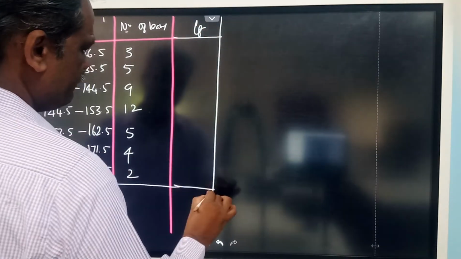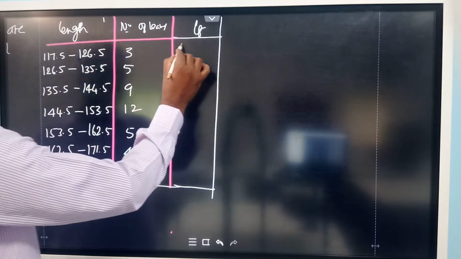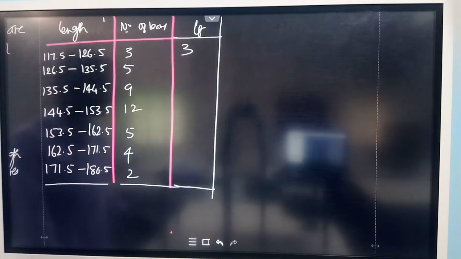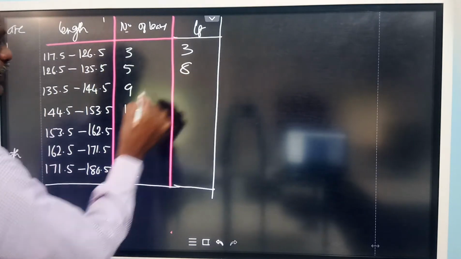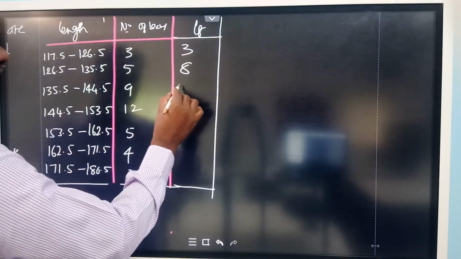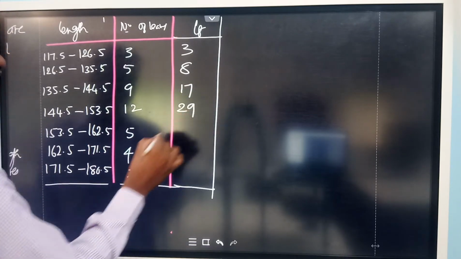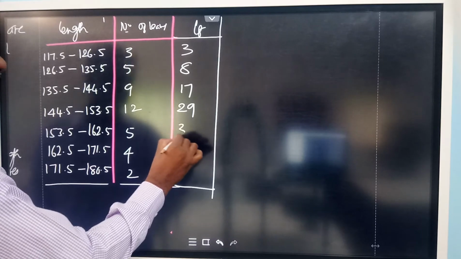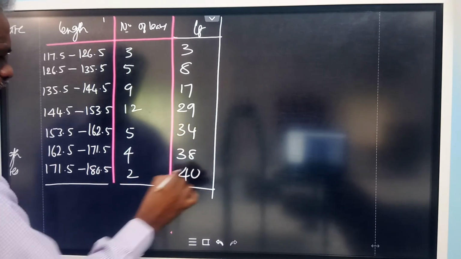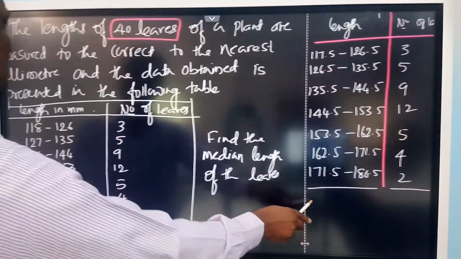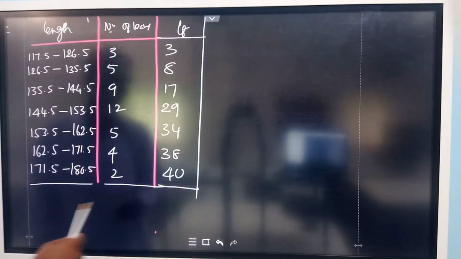Cumulative frequency. So here cumulative frequency becomes 3 for less than 126.5. Less than 135.5, it is 3 plus 5, 8. Then 8 plus 9, it is 17. 17 plus 12, it is 29. 29 plus 5, it is 34. Plus 4, 38. Plus 2, 40. So total it is 40 leaves. So the sum is 40. So we got the cumulative frequency.